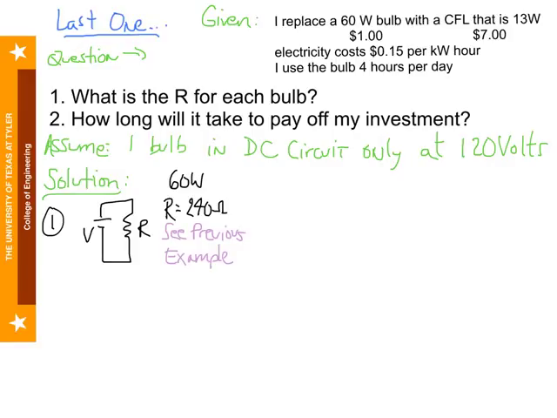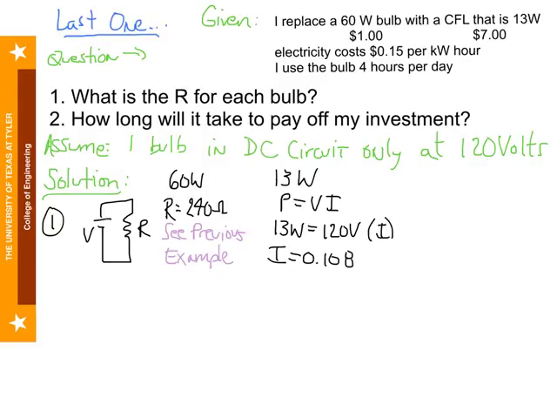I can redo those same essential calculations for my 13 watt bulb. I've got power is equal to V times I, voltage times the current. I know the power is 13 watts. I know the voltage is 120 volts. I can find then the current I is equal to 0.108 amps.